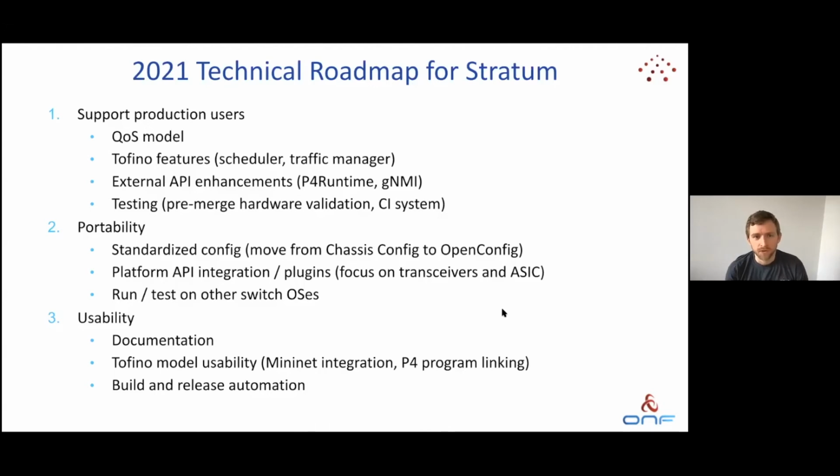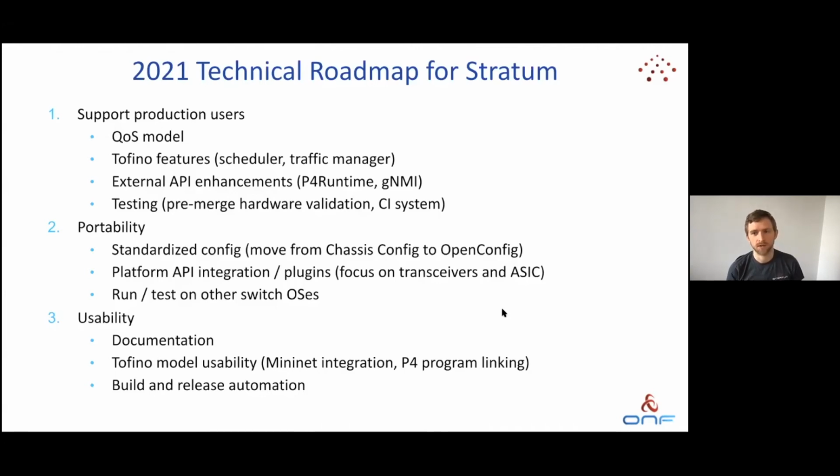So looking forward to 2021, I think it's easiest to think about three themes that we're planning to make progress on for Stratum. So the first theme is we want to continue to support production users. So we've heard a number of requests and features, and we're trying to respond to those and prioritize them as well. One big area that we're currently making good progress on is QoS.